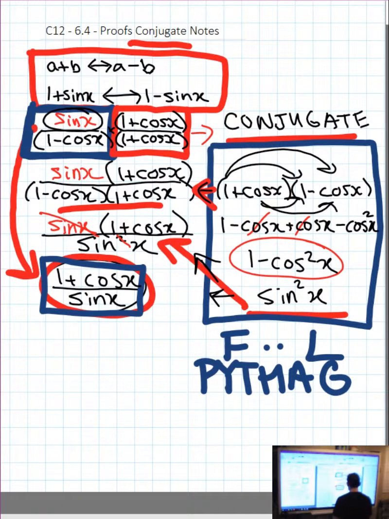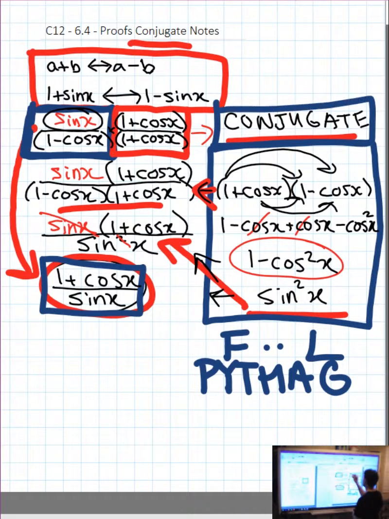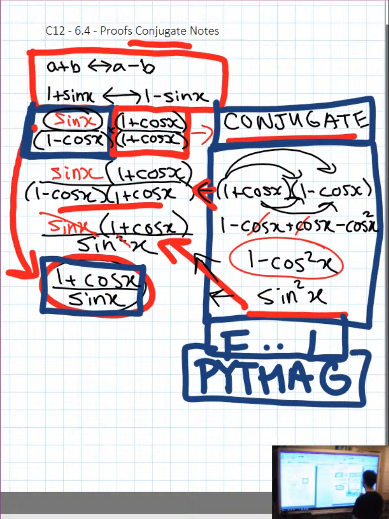Then we simplify, which is a grade 8 or 9 method, so we're not going to write it down. And then hopefully it's the right-hand side. So one more time: conjugate, F and L, Pythag, simplify. F and L, Pythag, simplify. So now let's go through that proof.